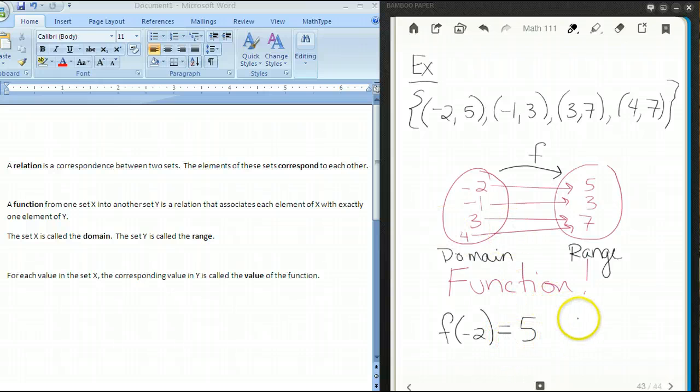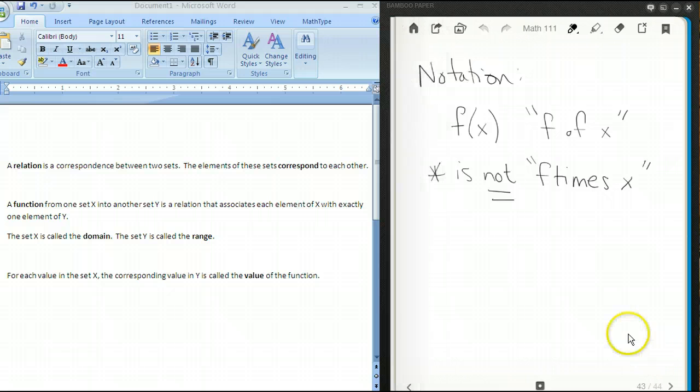Another one would be, for example, I could write f of 4. What is f of 4? Well, it's going to be what? What is the corresponding value for 4? Well, the corresponding value for 4 is 7. So f of 4 is 7. Okay. Now you can't use this notation for just any relation. Remember, it's got to be a function, right? You have to be using a function here to make use of this notation. Okay, so make sure that if you're trying to use this notation, you're using it with a function. Okay, you can't just use it with any relation you want.